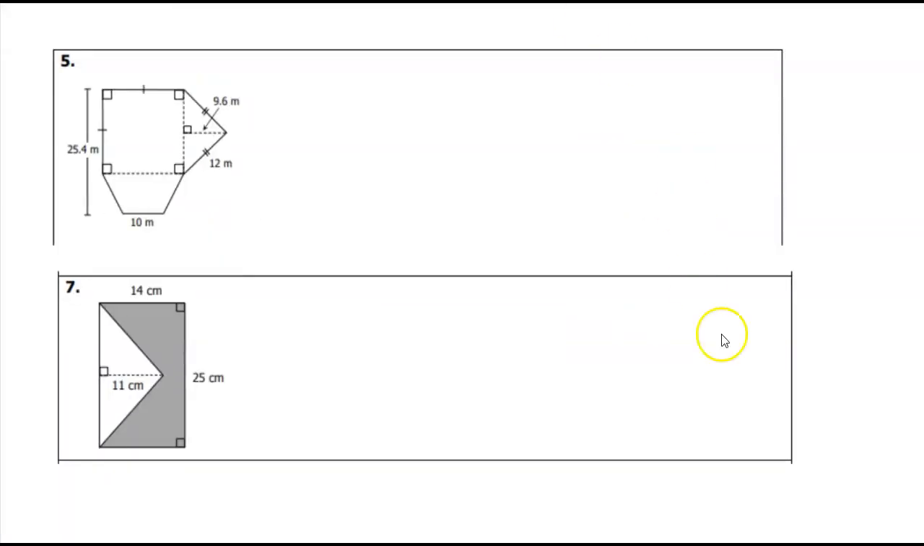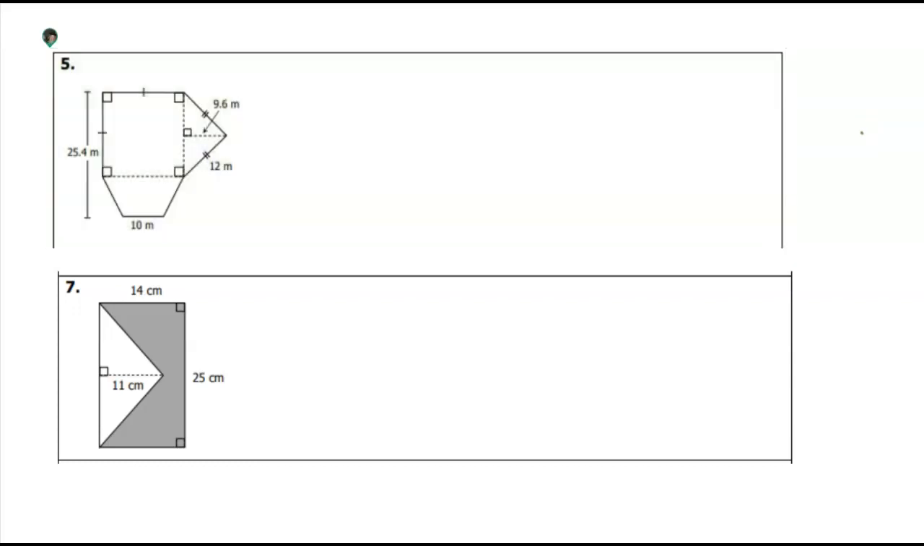All right, on to number 5. Looking a little complicated here, but nothing that we can't handle. I have 3 figures that I see. I see a square. I have a square here, I have a trapezoid here, and I have my triangle over here.